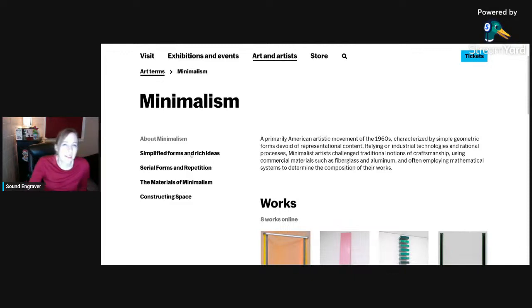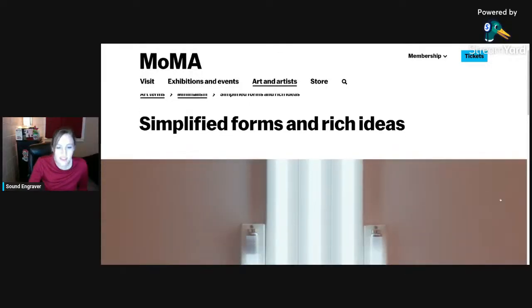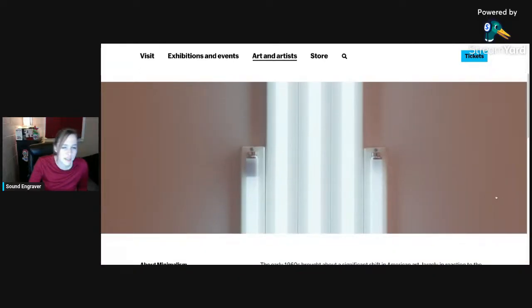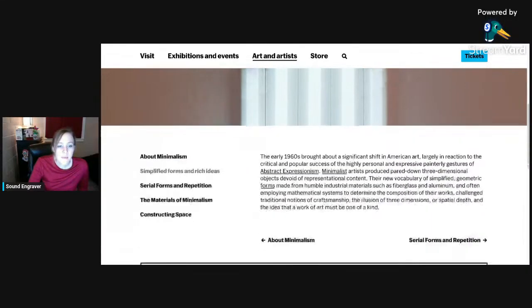Let's talk about its forms and structures and ideas. Simplified forms and structures. So this is Dan, I'm just going to pronounce it Flavin. You guys can correct me in the chat or in the comment section below. So this is his fluorescent tubes or fluorescent lights about minimalism.